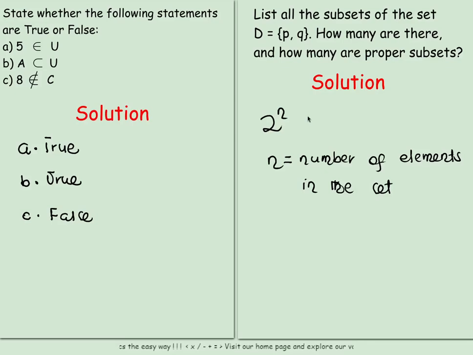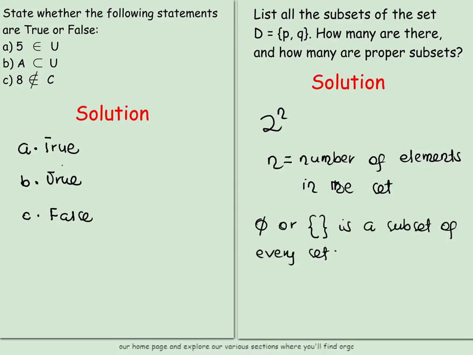Now take note. First of all, we call a set without an element a null set, and it is represented by this symbol. Or better still, you write your curly brackets with no element in them. This null set is a subset of every set. The second thing you have to note is that every set is a subset of itself. Remember the idea of subset. So every set is a subset of itself.